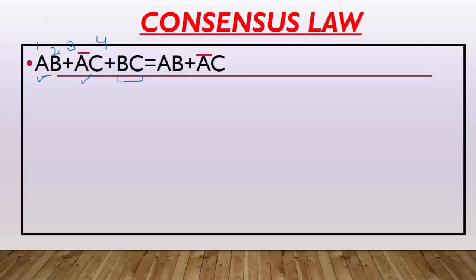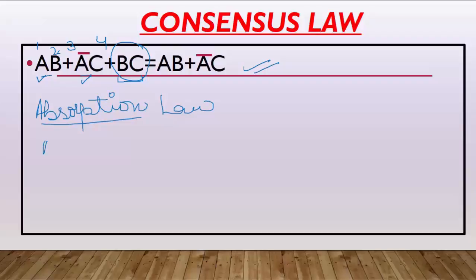So what you will get at the end, you will get a b plus a bar c. So you can ignore this term. Now there is one more law, the absorption law, which is very useful. It says a plus a bar b is equal to a plus b.